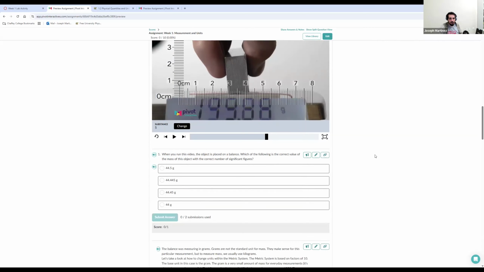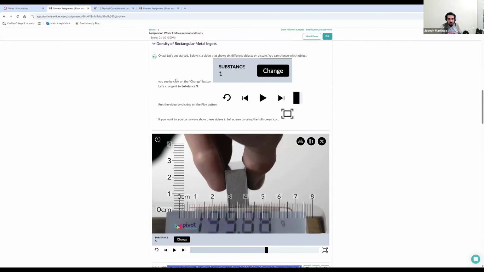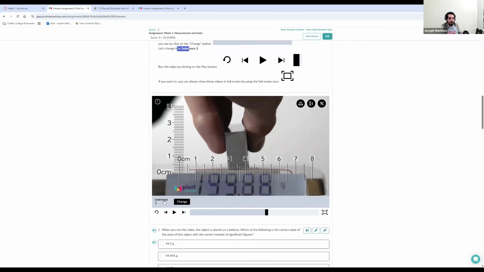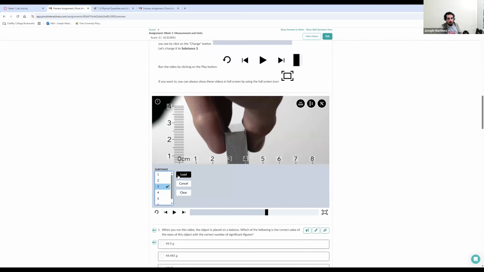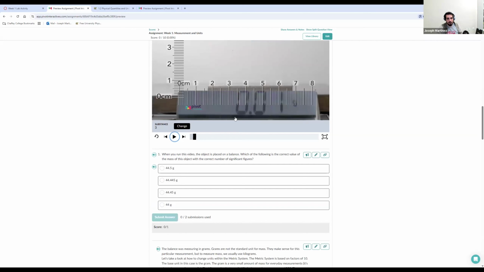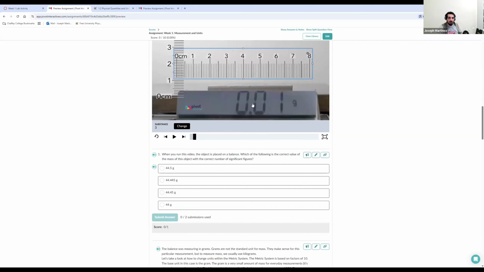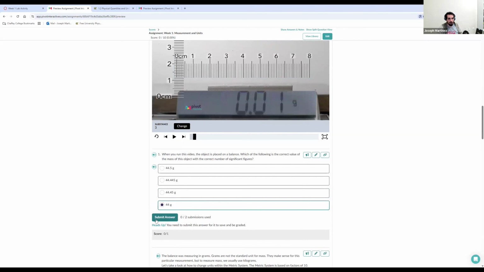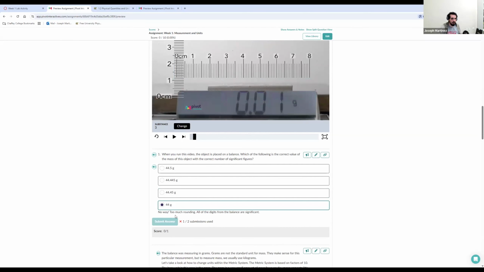And then after the videos, it asks you about measurements. So for this first part, it says, okay, pick object, Substance 3 for this first part. So you're going to go Substance 3, load, and then you're going to press play. And once you press play, you'll eventually get a measurement on the balance here that tells you what the mass of this object is. And then you just select, hey, I think it's 44 grams. And once you submit the answer, it'll tell you yes, right, or wrong. No, too much rounding in this case.